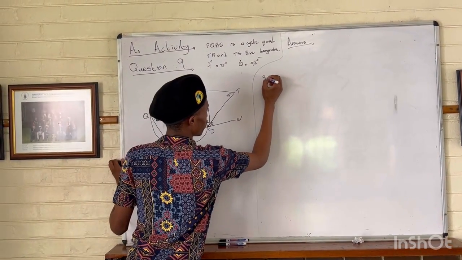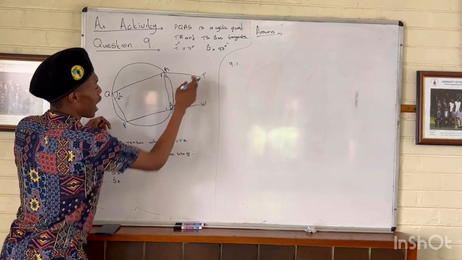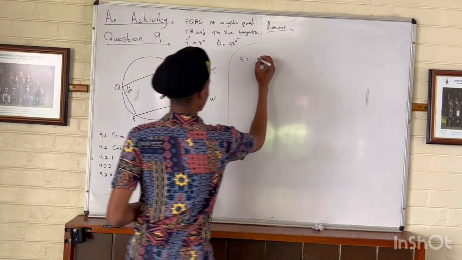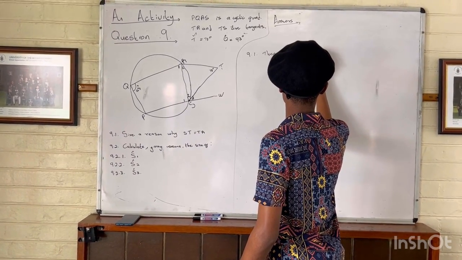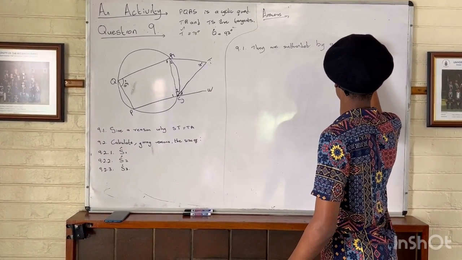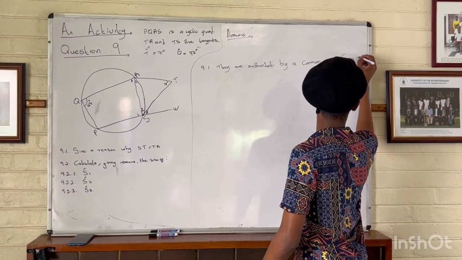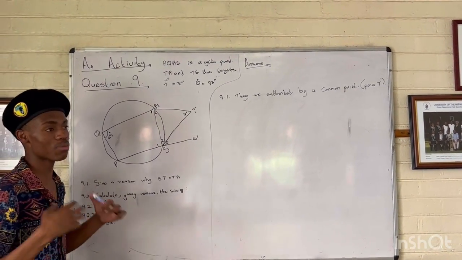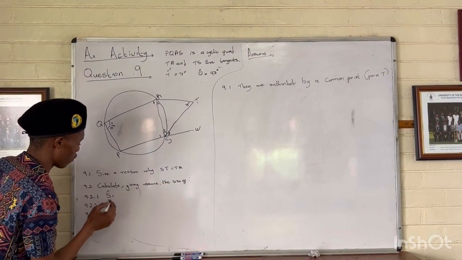Then we can say that 9.1, the reason why ST and TR are equal is that these lines are subtended by a same common point, which is T. Then we can say that they are subtended by a common point T. Then we have been told that TR is equal to TS. Then moving forward, we will be using this statement. Then we can calculate, giving reasons, the size of angle S1.